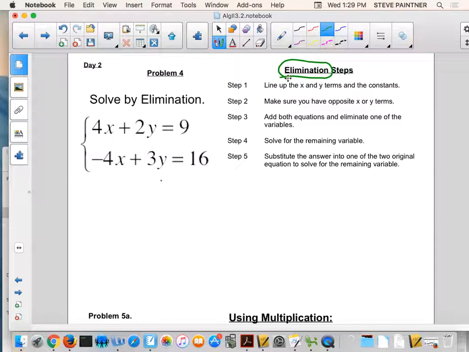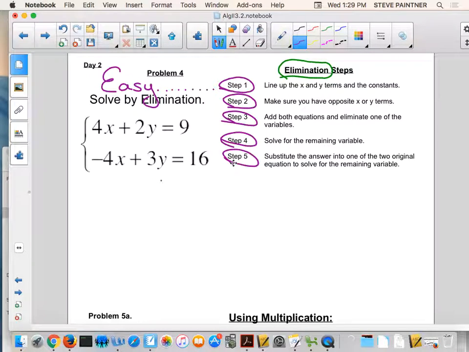Well, I started you with what I consider a pretty easy problem. Let me show you why I think it's easy. Mostly because every one of those steps is done for you. Here we go. First thing you got to do is line up what? X and Y term. Are they lined up? Yes. X term on top of X, Y term on top of Y. And what else? Constants. Is 9 lined up above 16? Yeah, that's done. Step 1's done.